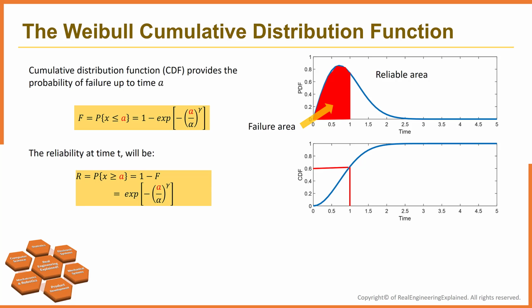The cumulative distribution function provides the probability of failure up to the time A. The y-axis value is equivalent to the area under the PDF. This is the red area, or the failure area. The time after the time A is the reliable area, or this green area. It can be calculated from this equation, which is the total area under the PDF curve, which is 1, minus the failure area, the red area. This is called the reliable area.